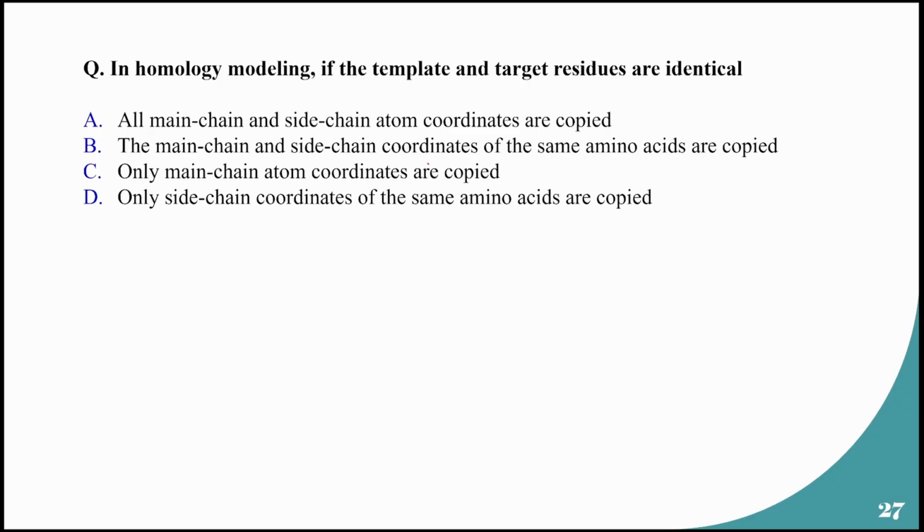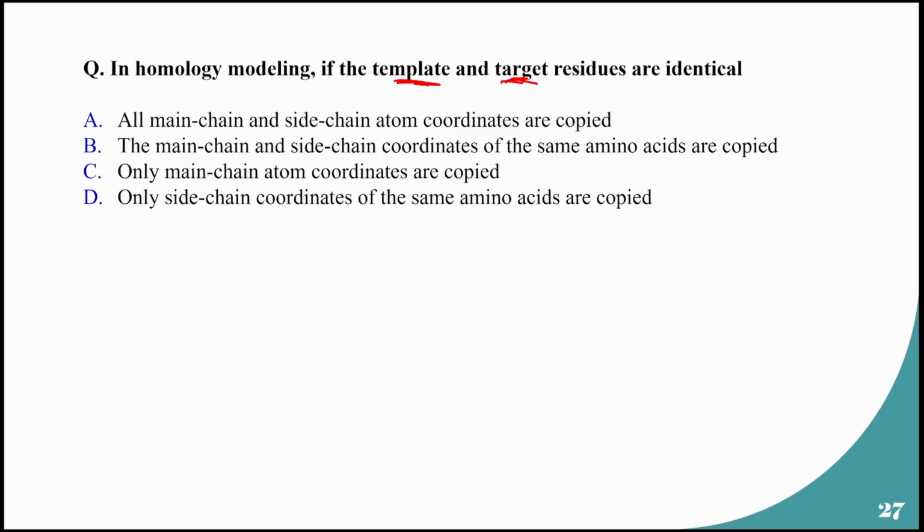And of course, for that you have a template as well as a target. For the target, you are trying to predict the structure. For the template, you already have a known structure, right? If these two residues are identical in a homology modeling, that's what you can do. Of course, you always copy the backbone atomic information from the template to the target, right? But here it's talking about all of the residues being identical. I mean, the template and the target residues are identical. So if the template and the target residues are the same, can you copy the side chain atomic coordinates as well in the homology modeling process? That's what the question is asking.